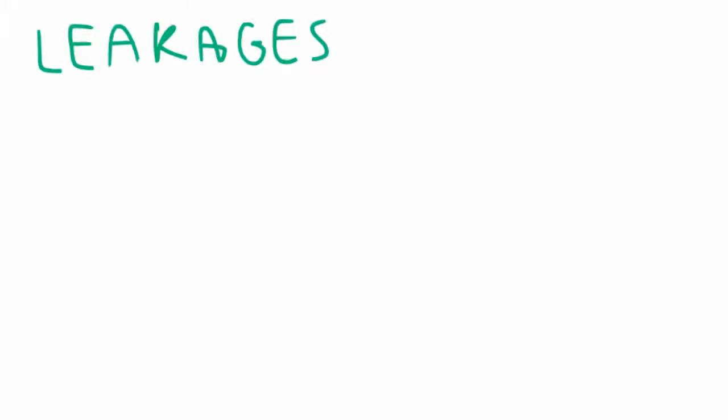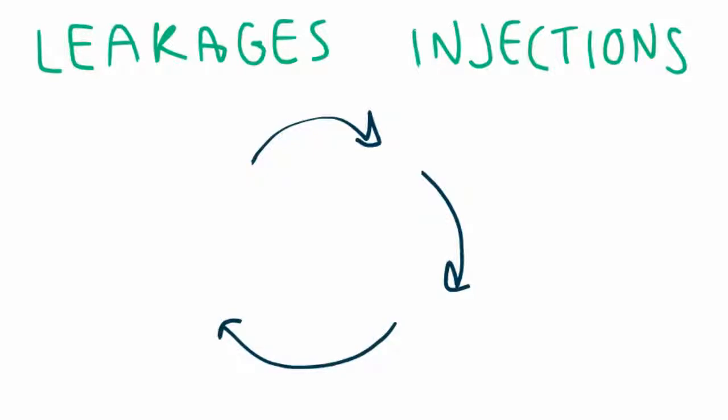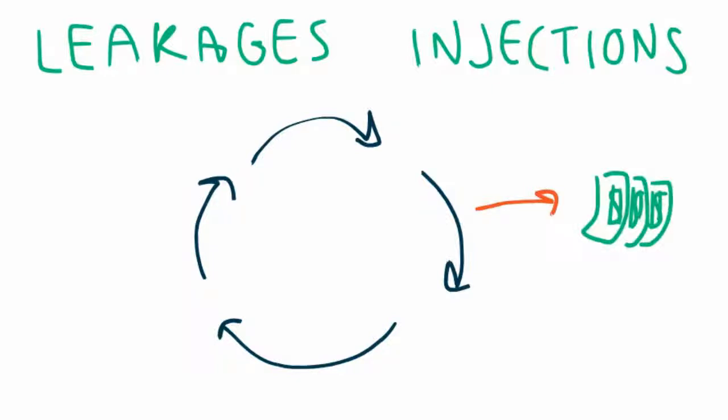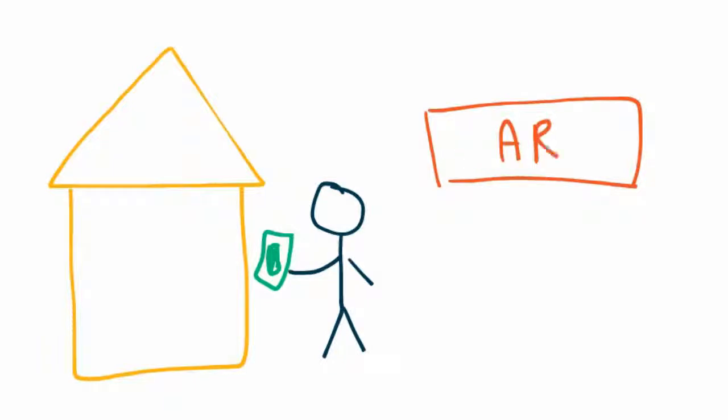Let's talk about leakages and injections. In the circular flow, money can be gained, lost, or kept the same. A leakage is defined as money that leaves the circular flow, or money that is not consumed from a person's income. As seen in the illustration, a good example of a leakage is saving within a household, because a portion of the income is not spent and the money does not go back into the circular flow.